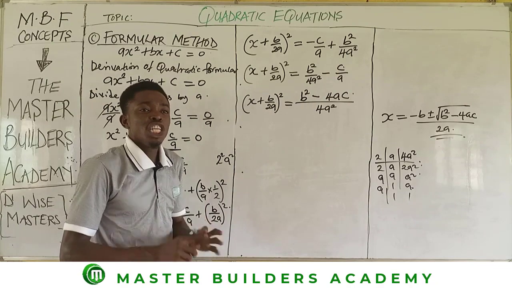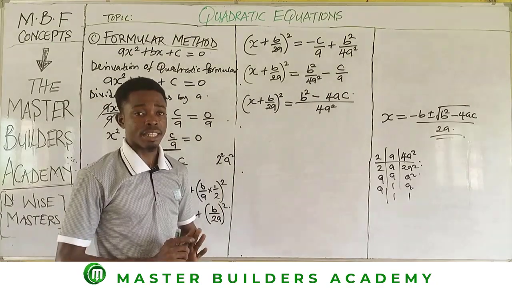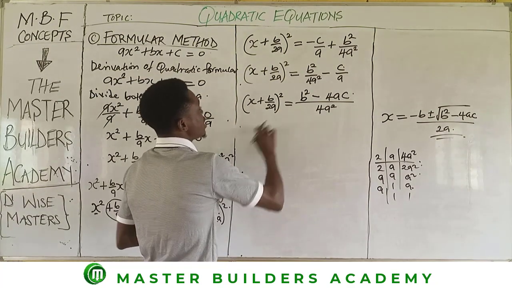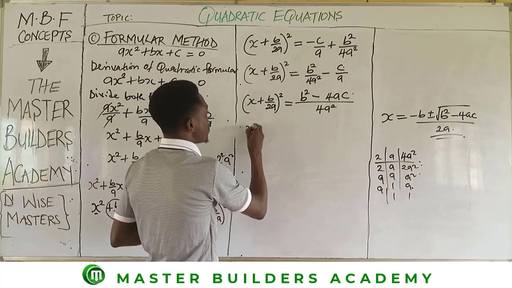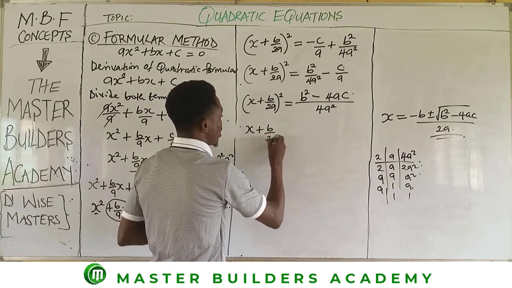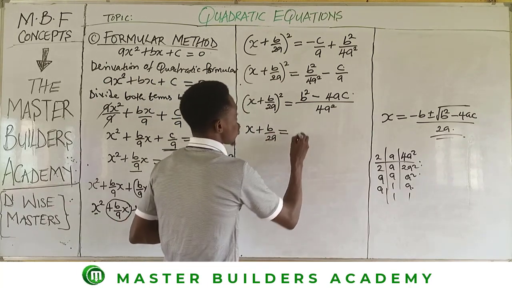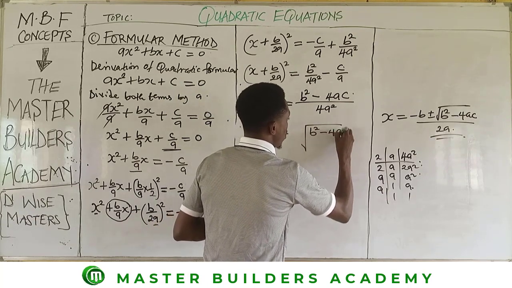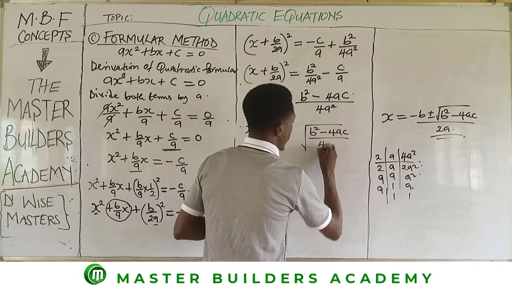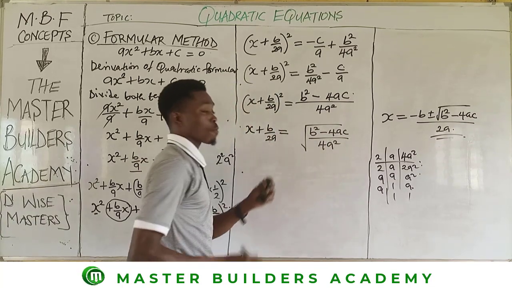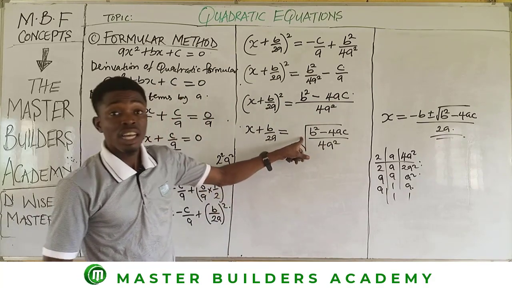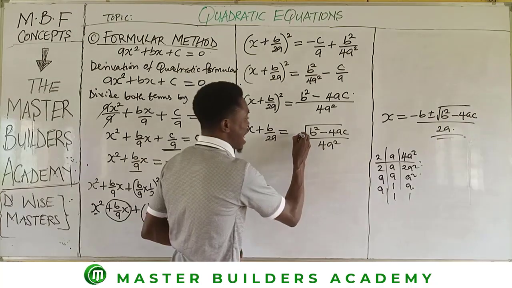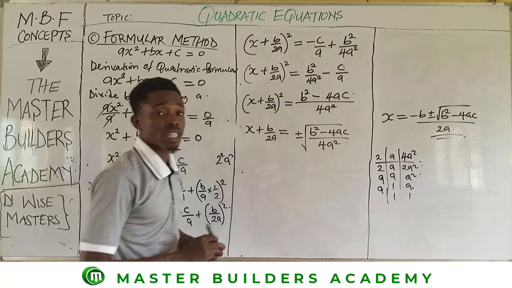All we just need to do now is to take the square root of both sides. Yes. So we'll now take the square root of both sides. Now, taking the square root of both sides, the square here will disappear. Then we'll now have x plus b over 2a is equal to the square root of the left hand side, which is b squared minus 4ac all over 4a squared. Now, I explained earlier that anytime you are introducing the square root, it must come with plus or minus sign. Then I introduce a plus or minus sign.